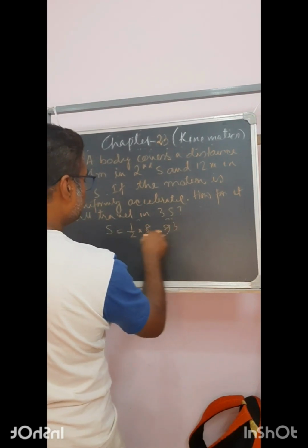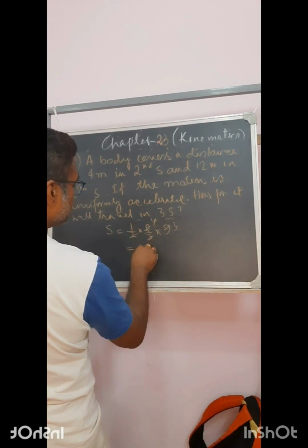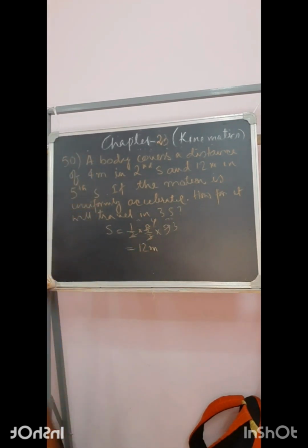So 3, 3, 2, 4. That means 12 meters. So this is the answer for this question.